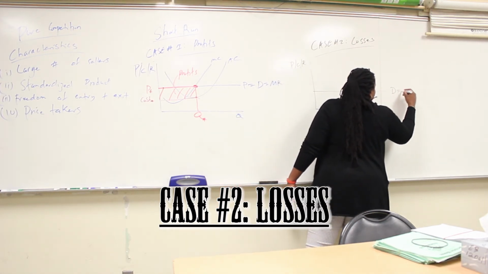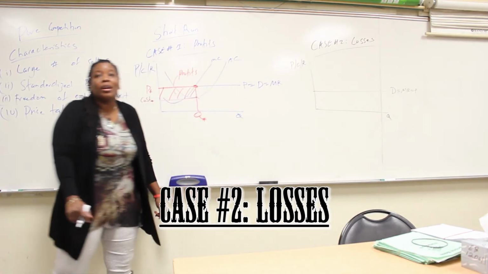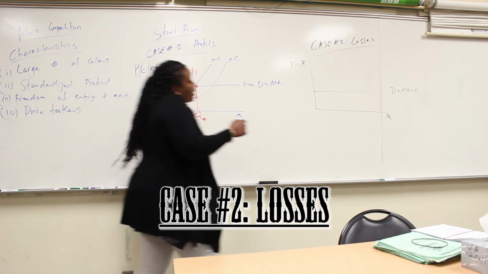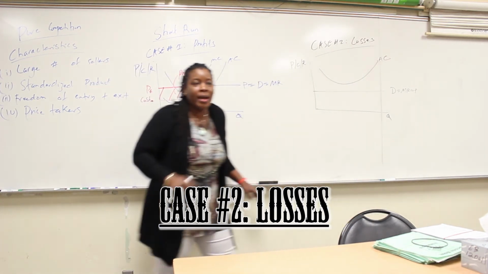Here's our demand curve. We know it's a horizontal line because they are price takers. Losses. What's the trick? AC goes above. So, when you're putting in the AC for the loss scenario, it needs to sit above the demand curve.